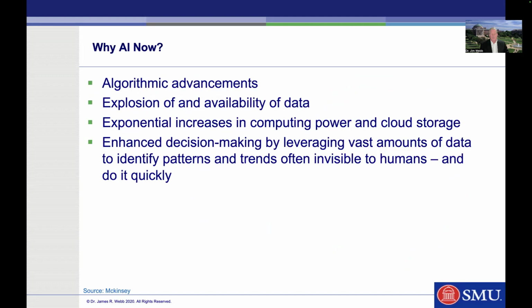Why now? As we mentioned before, algorithms are getting better and better. There's an explosion of data and availability of data, but you have to scrub the data, as I mentioned. That's the downside. But at the same time, it's out there and it's available if you can get it and analyze it. And of course, computing power and cloud storage enable things to move much more quickly. This enhances your decision making. You can leverage this data and identify patterns and trends that are sometimes invisible to humans. You just don't notice. And you can do it quickly and effectively.